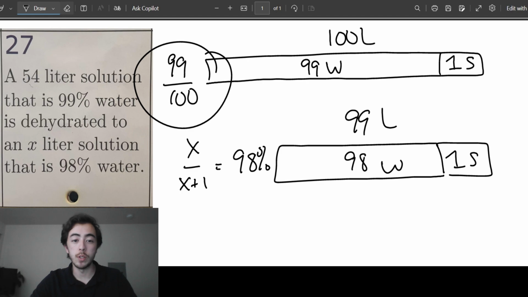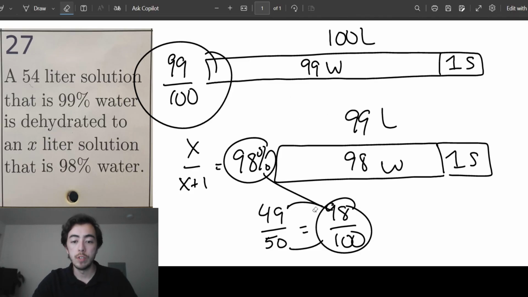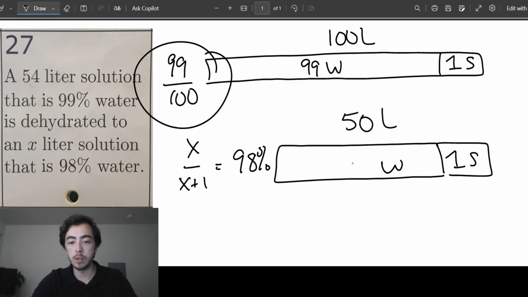Essentially, we just have to keep trying until we realize that we get, I think it's going to be 49 over 50, because these two numbers are 1 apart, the denominator being greater. And then I can set this equal to 98 over 100. That's the same thing as 98%. And just kind of using equivalent fractions, I can tell that these are equal to each other. So once our solution is 98% water, we will have 50 liters total, and 49 of which are water.